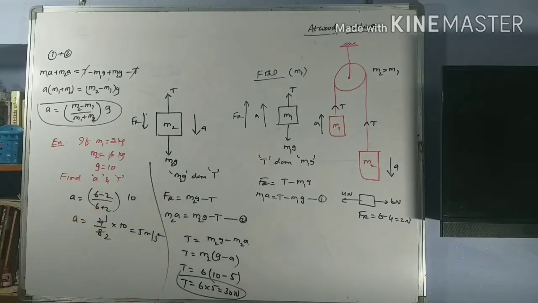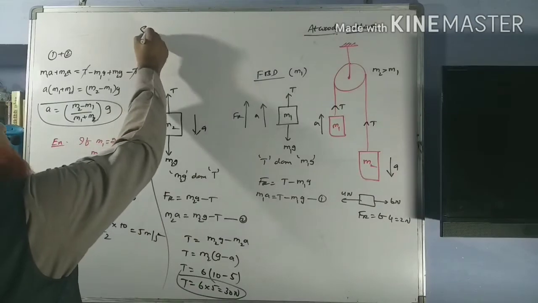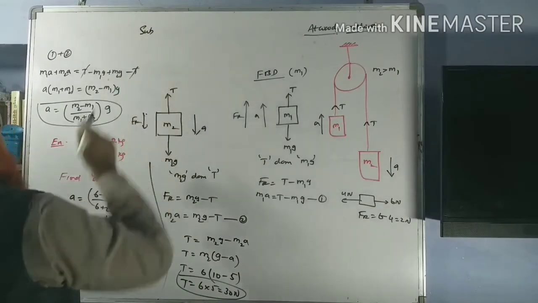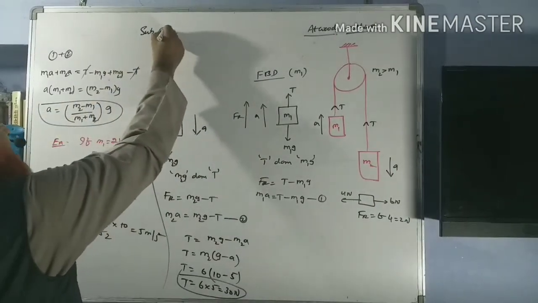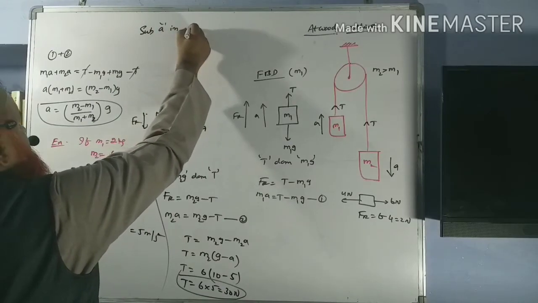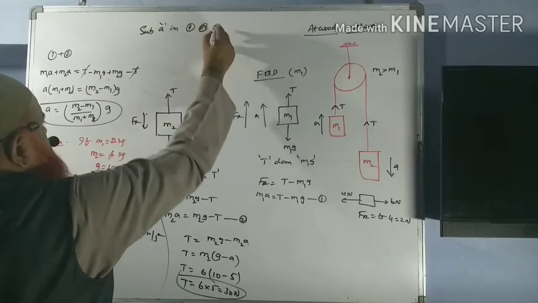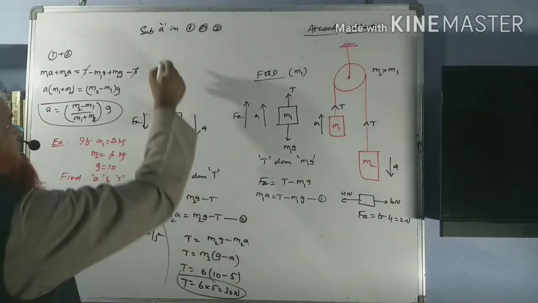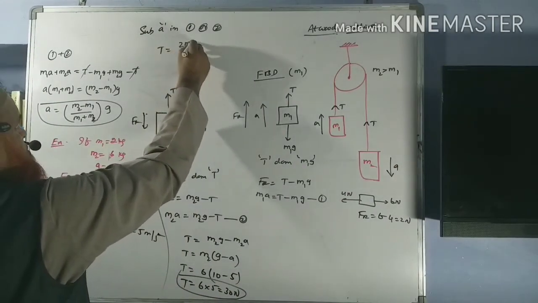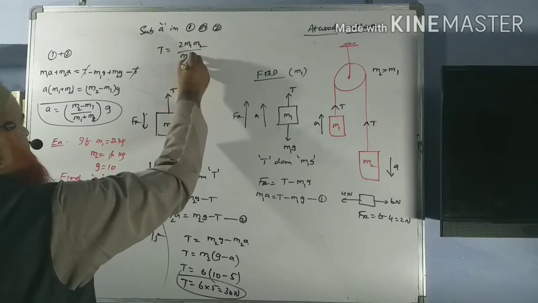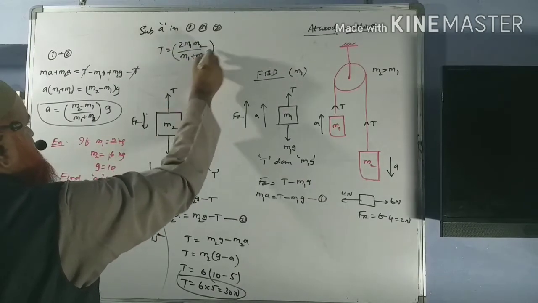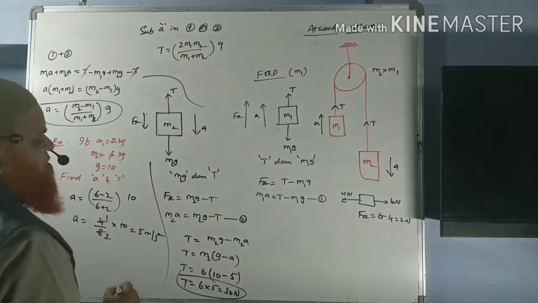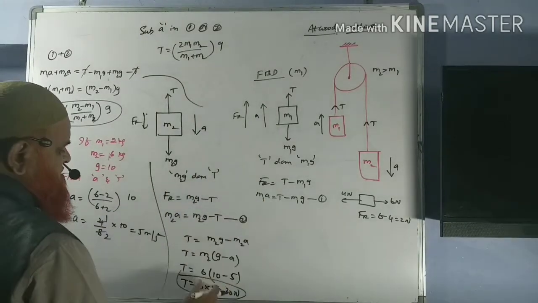Or else one more simple formula is also there. Substituting acceleration A in equation 1 or 2, either in the first equation or in the second equation, you will get tension is equal to 2 M1 M2 by M1 plus M2 into G. This is also one shortcut formula we can apply here after getting the derivation of these two.